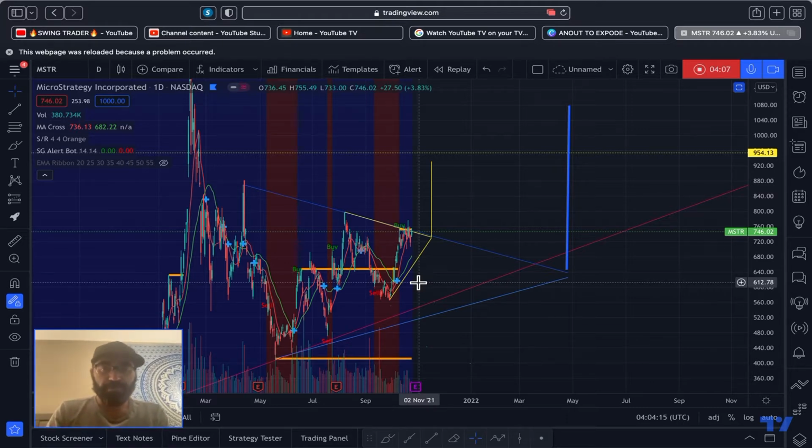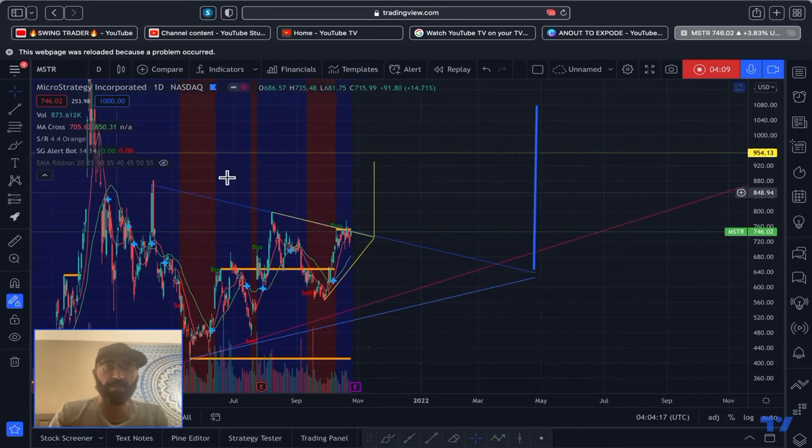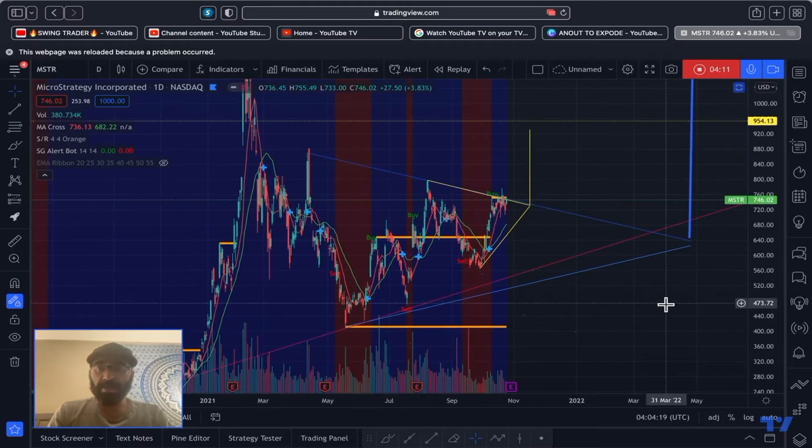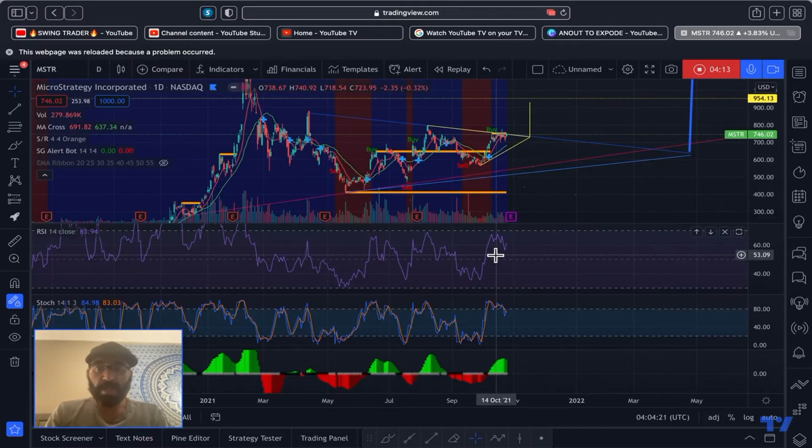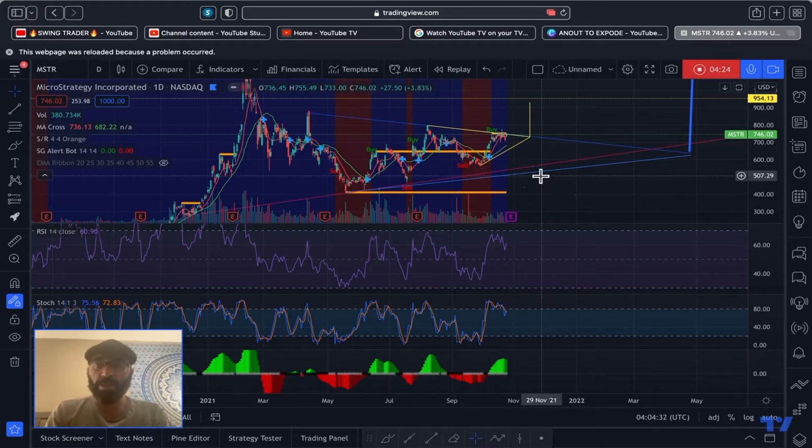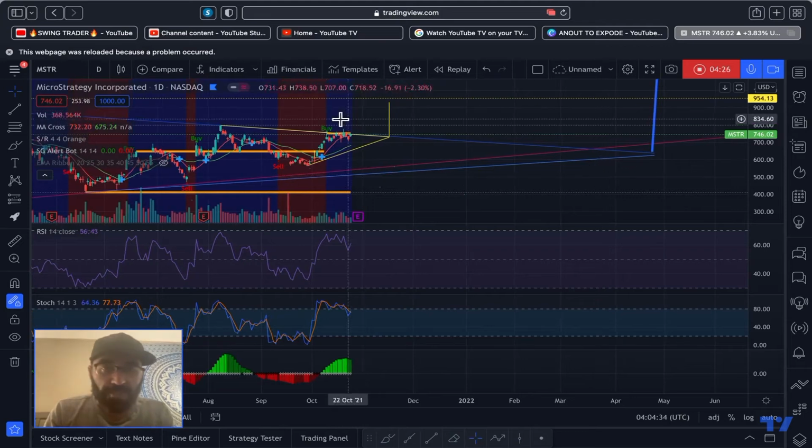And so now let's go break it down a little bit further as far as the stochastic and the RSI. So this is the RSI right here. So it is not overbought. It is below the dotted line, which is really good, right? It is also on the stochastic. It is below the dotted line. It is definitely building a lot of pressure. And also, you see this right there, that buy signal.